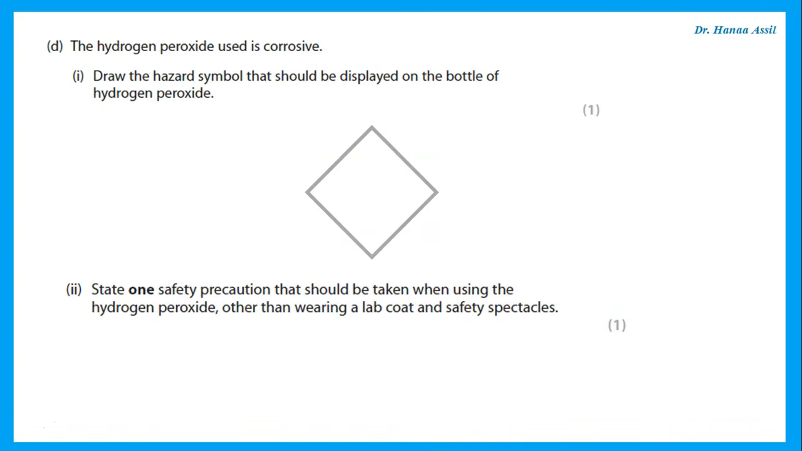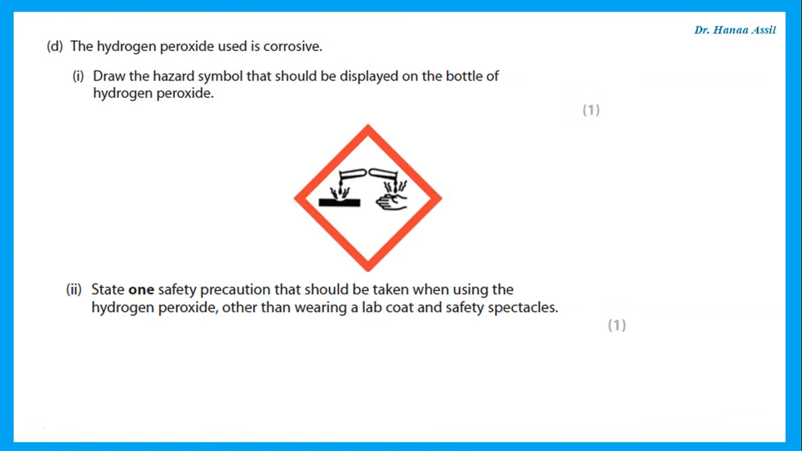Hydrogen peroxide is corrosive. Draw the hazard symbol that should be displayed on the bottle of hydrogen peroxide. If something is corrosive, you should know this would be the symbol for corrosive. Please learn the hazard symbols, and learn to draw them. In previous exams, they've asked to draw certain hazard symbols such as flammable. Here we're drawing corrosive.